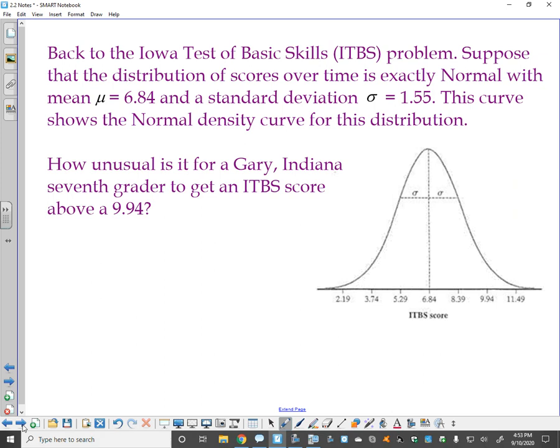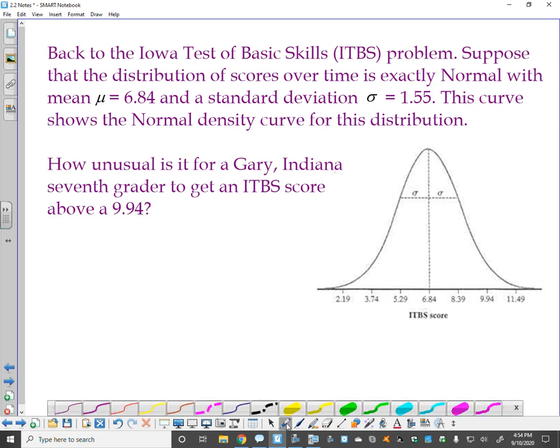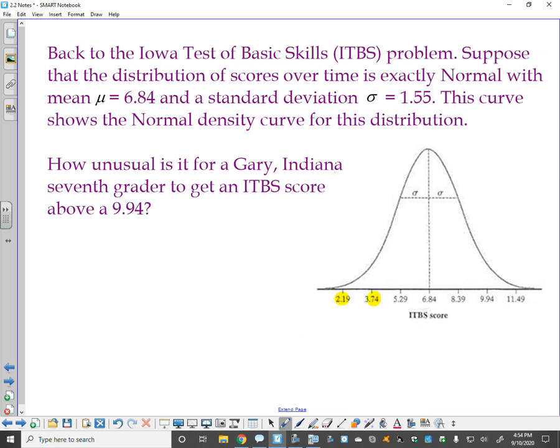Okay, back to the Iowa test. Suppose that the distribution of scores over time is exactly normal, again, capital N, with a mean of 6.84 and a standard deviation of 1.55. This curve shows the normal density curve for this distribution. Okay, so let's talk for just a second about these numbers down here at the bottom. Let's see if we can figure out where they came from. So this is my mu.